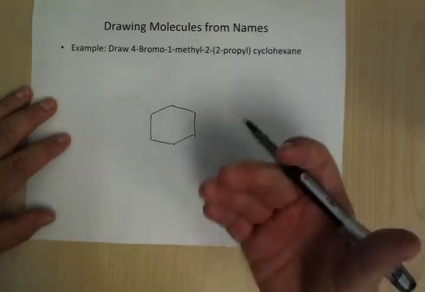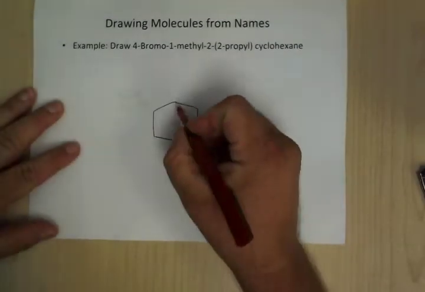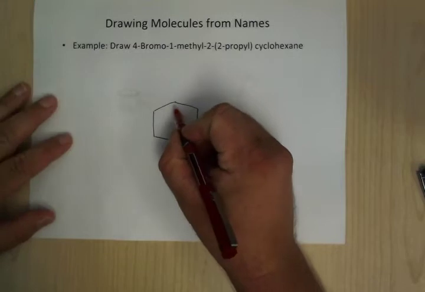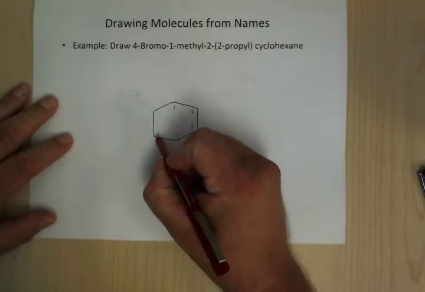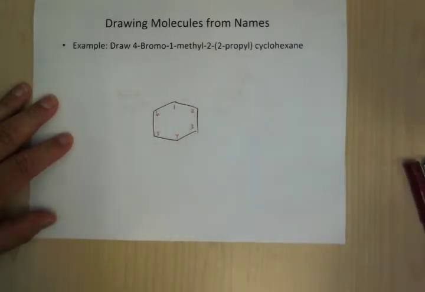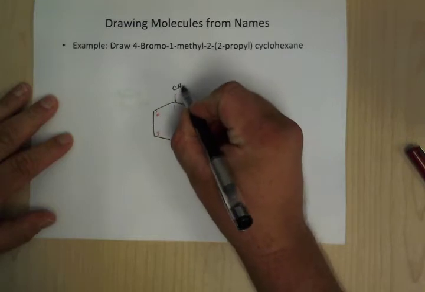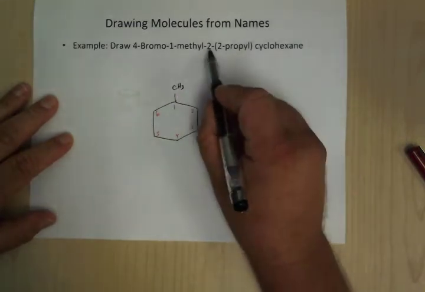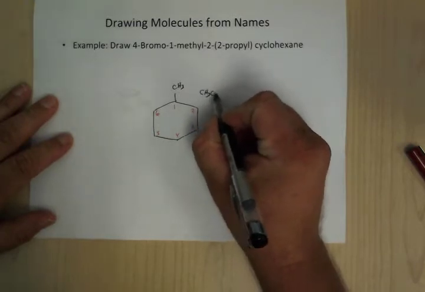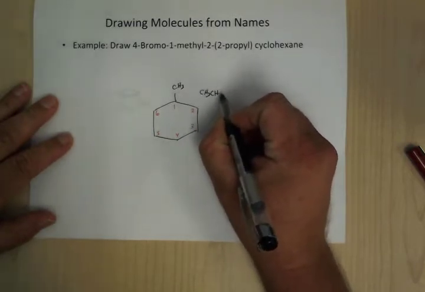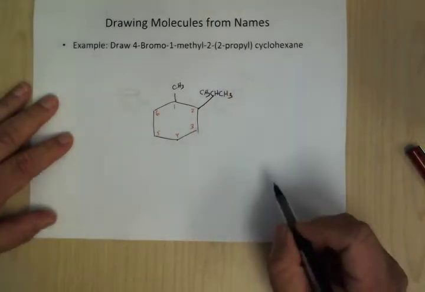The nice thing with the cyclos is you can start the numbering wherever you want. Just for ease, we can start the numbering 1, 2, 3, 4, 5, 6. At carbon 1, we're going to put a methyl group there. At carbon 2, we're going to put a 2-propyl group. It's 3 carbons long, but we're going to connect it in through carbon 2.